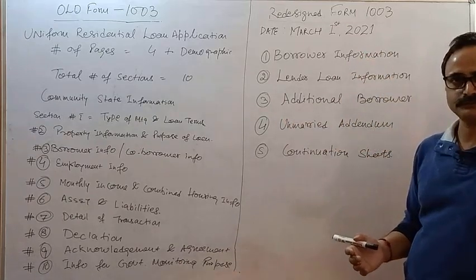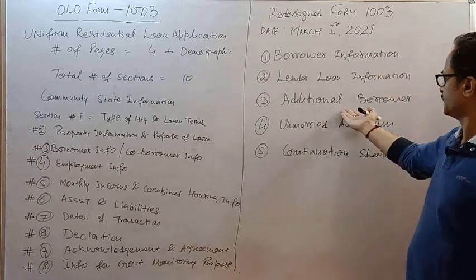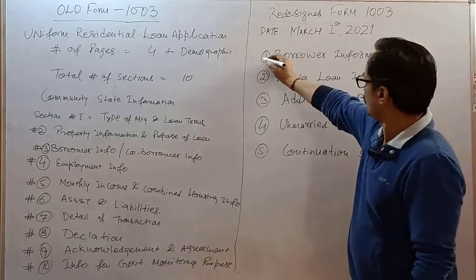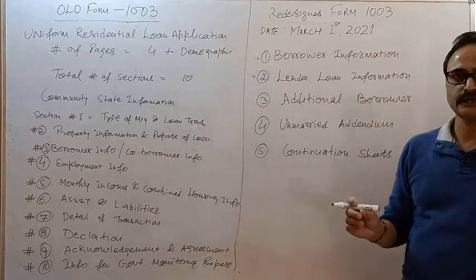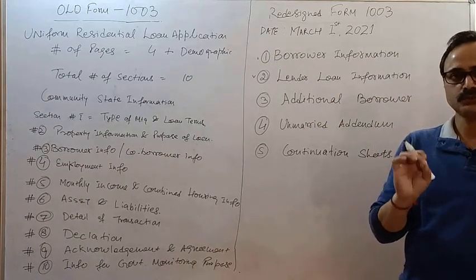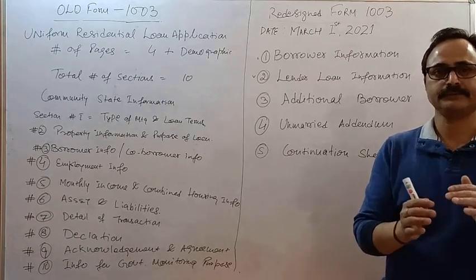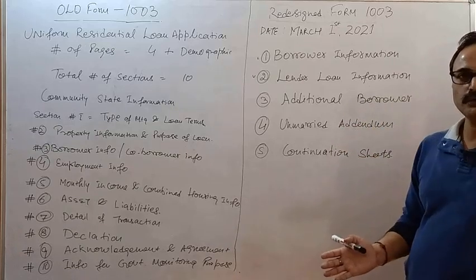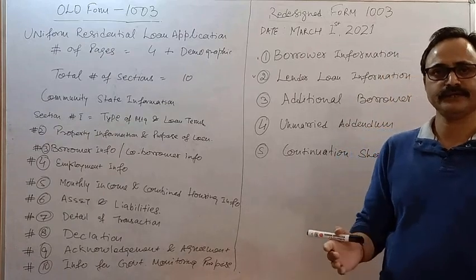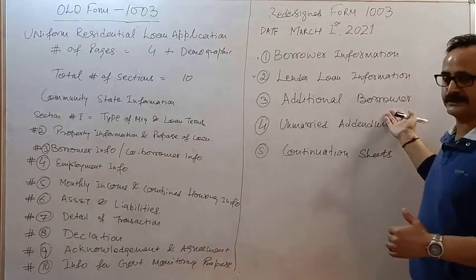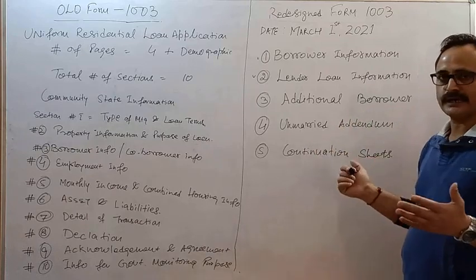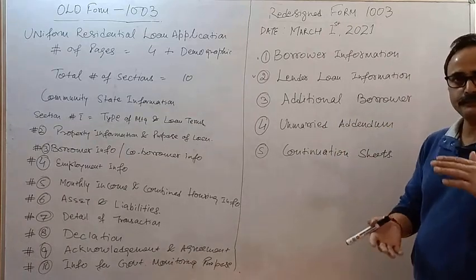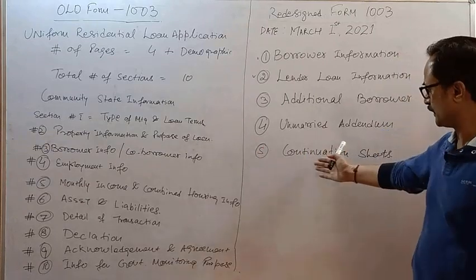Otherwise, not all of the forms are needed. If we have only one borrower, right, then the additional borrower form need not be included. So when it comes to importance, borrower information and lender loan information are the 2 forms which will be available in each loan. Other forms, additional borrower, unmarried addendum, and continuation sheet, will only be applied if required. If there are additional borrowers, that information will be added. If a borrower has declared himself or herself as unmarried, they will add the unmarried addendum. And if there is more information that needs to be disclosed, they are going to add it in the continuation sheet.